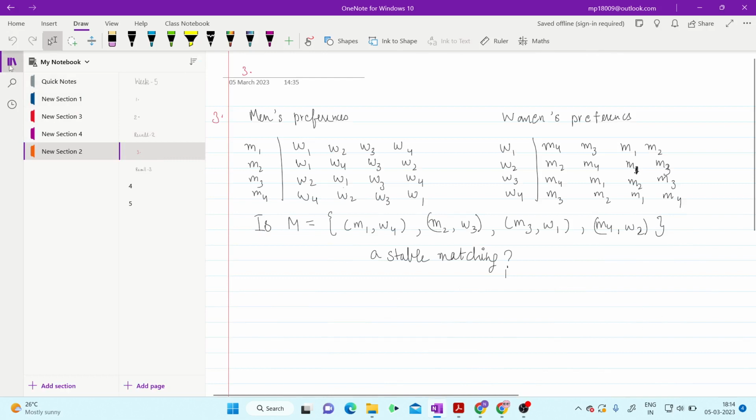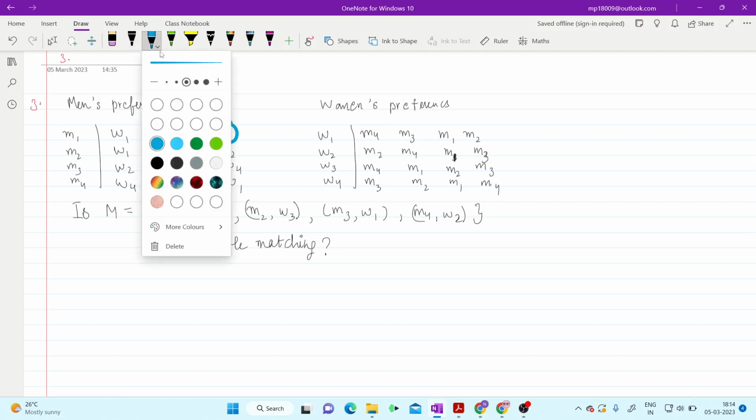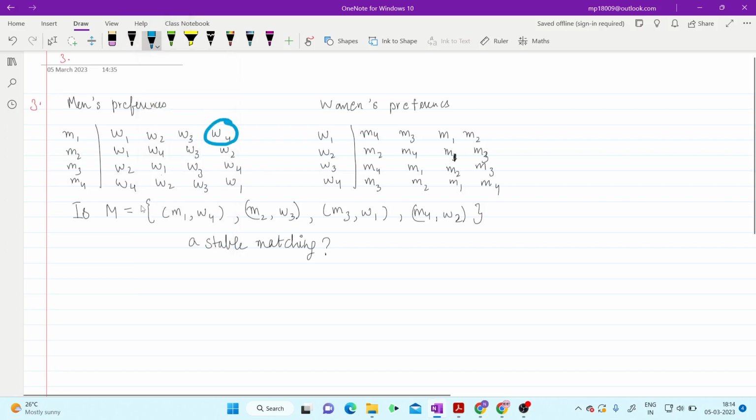Now, okay. So now this is our next question. We want to see if this is, similar to our example, a stable matching. So let's see. First of all, what is this matching? M1 is assigned W4 and W4 is assigned M1.